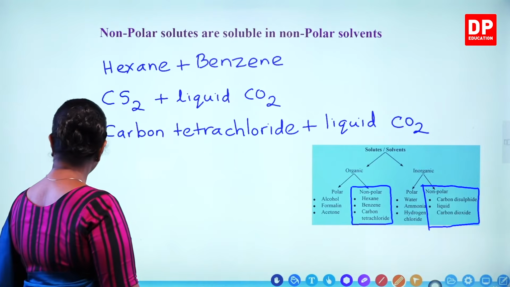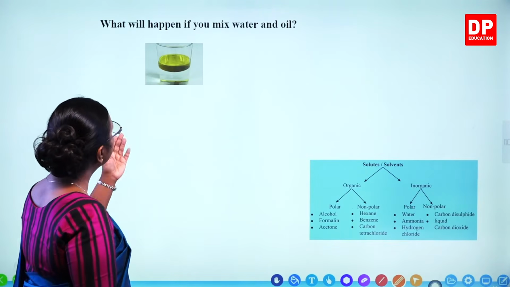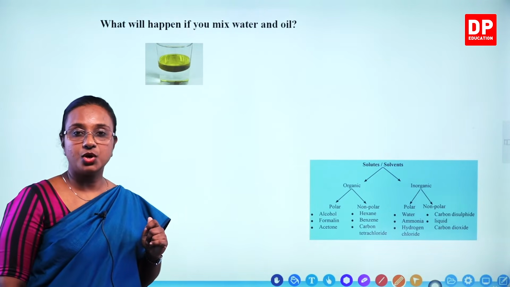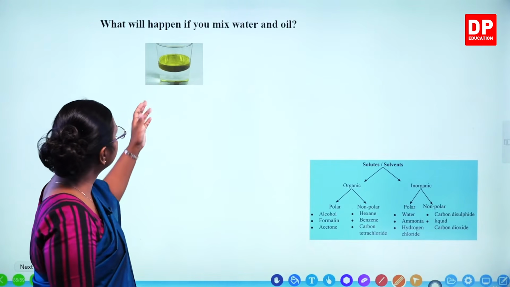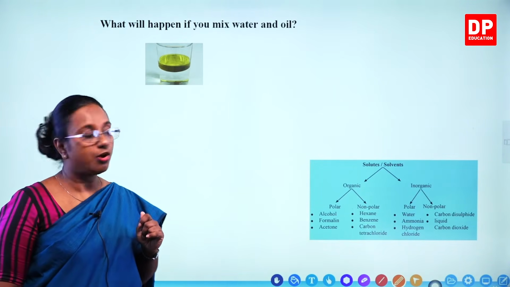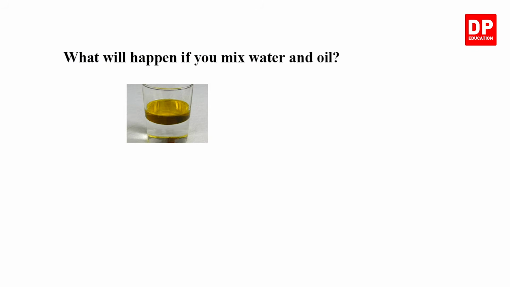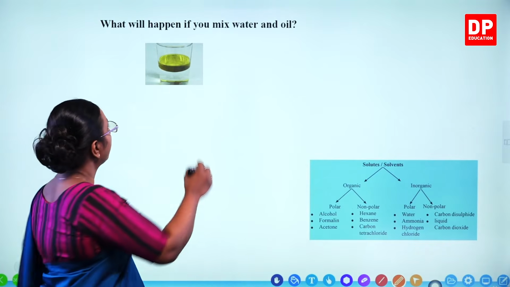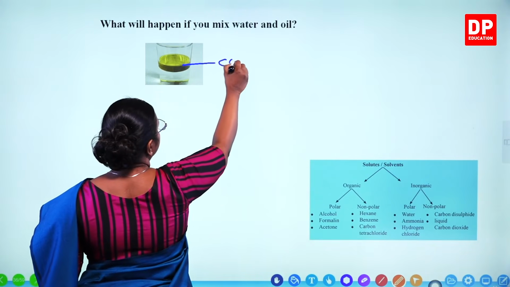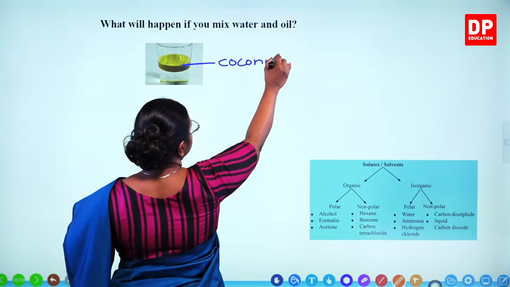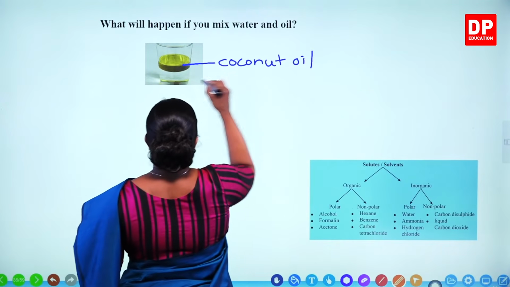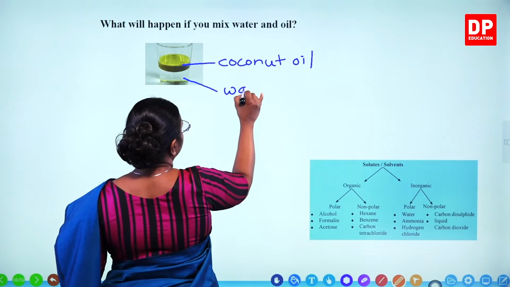With this, we will discuss a few examples regarding solubility. This is also something I have explained to you all. Coconut oil, what will happen if you mix water and coconut oil? So this is coconut oil and here we have water.